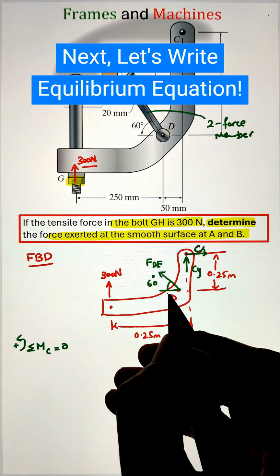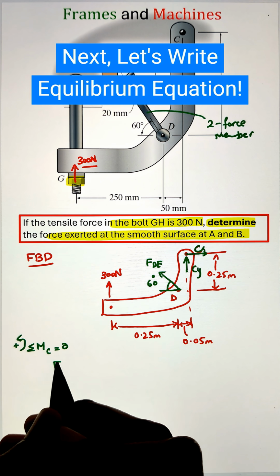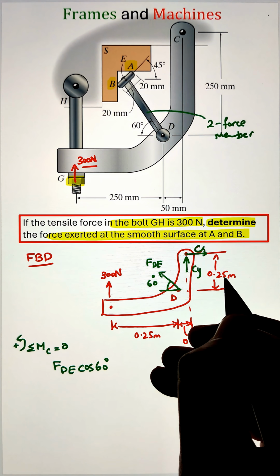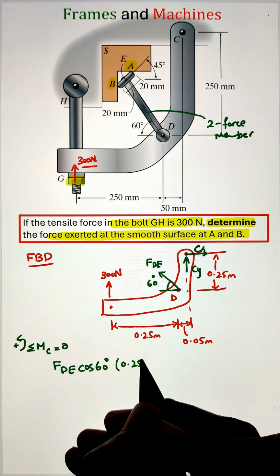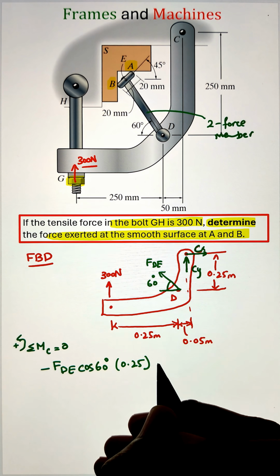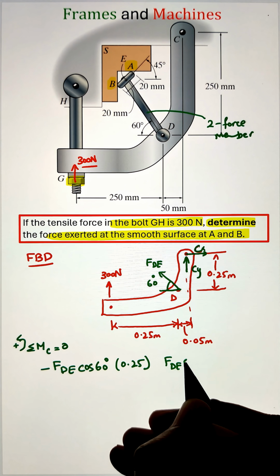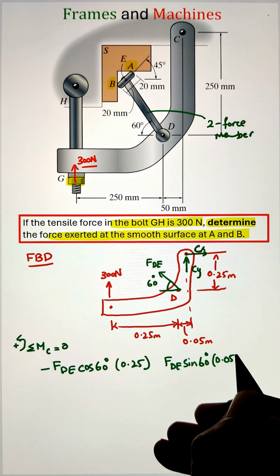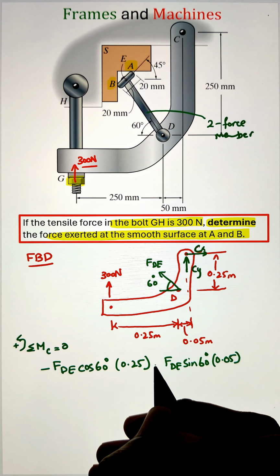Now to calculate our FDE, we can start by applying our summation of moment at point C equals to 0, as it will eliminate my Cx and Cy and I will only have one unknown of FDE. Now to calculate the moment of FDE, first of all we need to resolve it along its x and y component by taking the cos 60 function and sin 60 function.